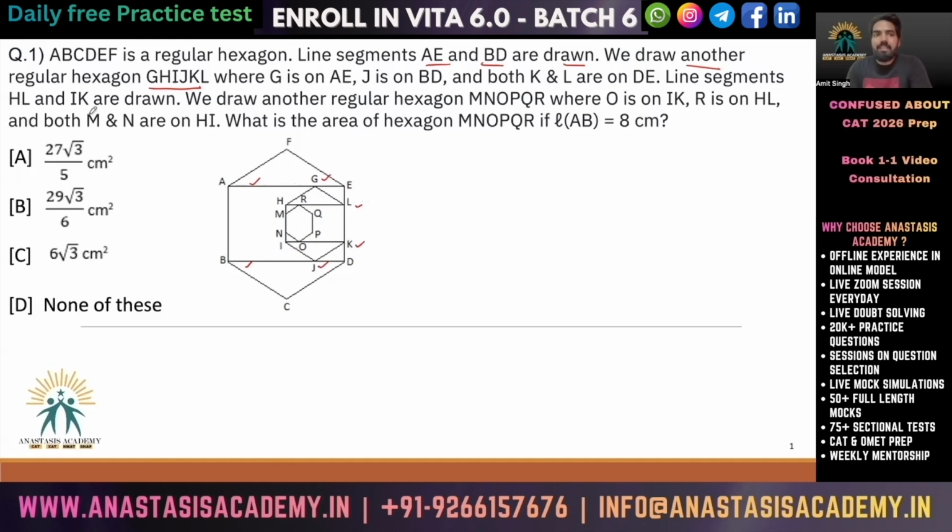Line segments HL and IK are drawn. The same lines are drawn inside this regular hexagon now, HL and IK. We draw another regular hexagon MNOPQR, where O is on IK, R is on HL, and both M and N are on HI. What is the area of hexagon MNOPQR if the length of AB is 8?